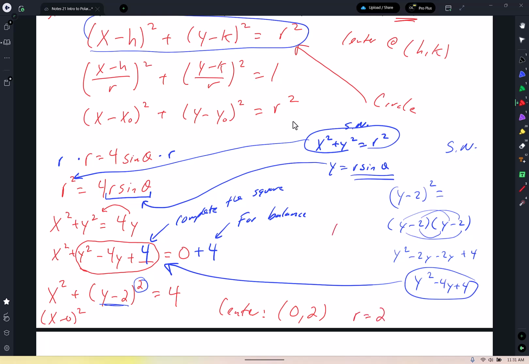So how does that look? If I were to graph it, it probably looks something like this. 0, 2, and it goes up 2, down 2, left 2, right 2. I didn't do it perfectly, guys, but there it is. It shouldn't be crossing the x-axis. It should be touching. There we go. Looks something like that.